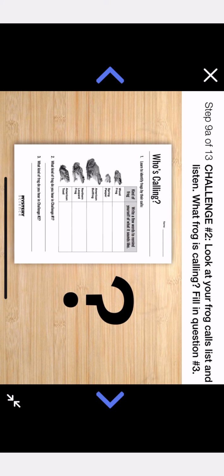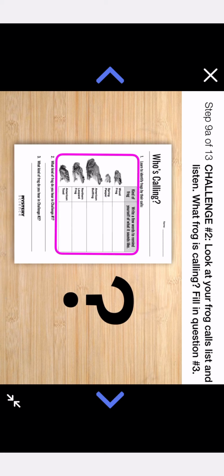Okay, let's practice one more. Are you ready for challenge number 2? Look at your frog calls list and listen to the call. What frog is calling? Talk to your group and fill in question number 3 on your worksheet. Here's the sound.